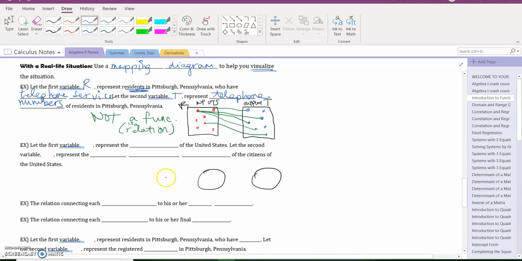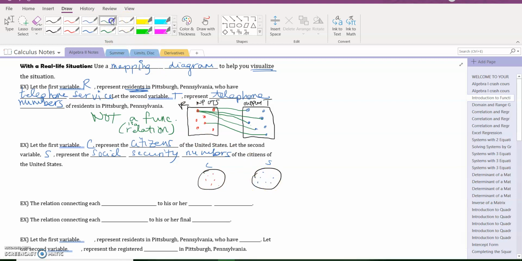So I'm going to set the next one up with you, and then I'm going to give you some to do on your own. If you want to do a mapping diagram, you can. So we're going to let our first variable C represent citizens of the United States. Let the second variable S represent the Social Security numbers of citizens of the United States. So if I'm going to do a mapping diagram, I have my citizens and my Social Security numbers. So here are some sample citizens, and here are some sample Social Security numbers.